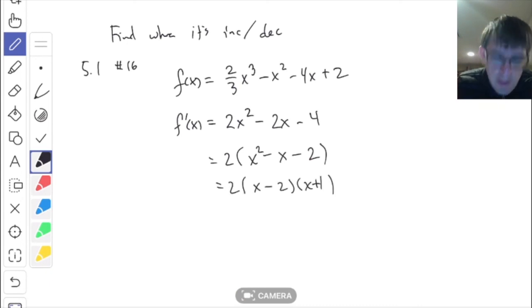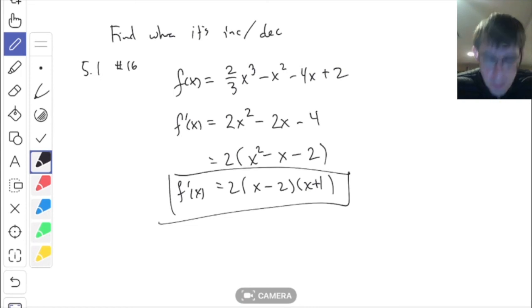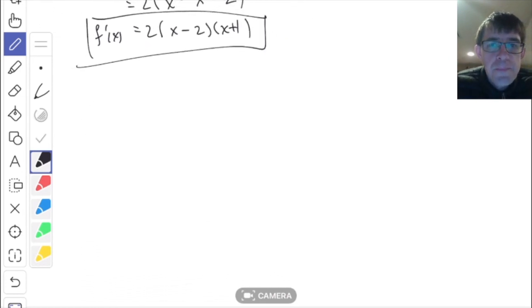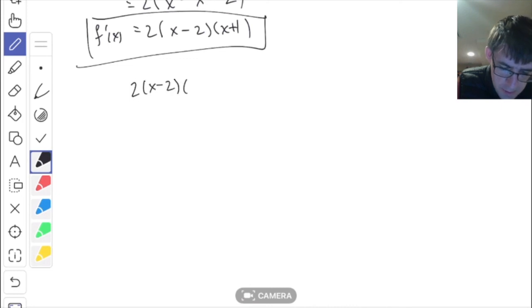And then I can actually factor that quadratic in there: 2 times x minus 2 times x plus 1. All right, this is f prime of x, remember? This is going to be important later on, so I'm going to put that in a box so we can remember that. Actually, for the rest of the problem, the original function is not relevant anymore. This is all I care about from now on. Like I said, I'm going to take the derivative, which I just did, and then set it equal to 0 and solve for x. 2 times x minus 2 times x plus 1 equals 0.